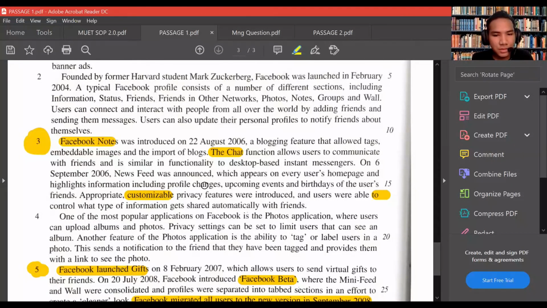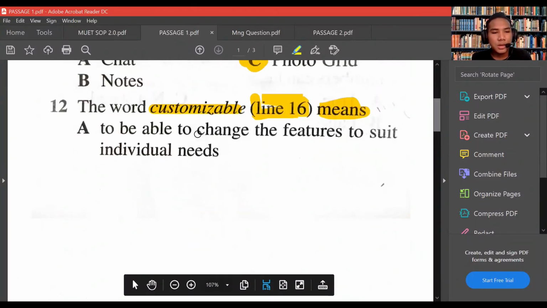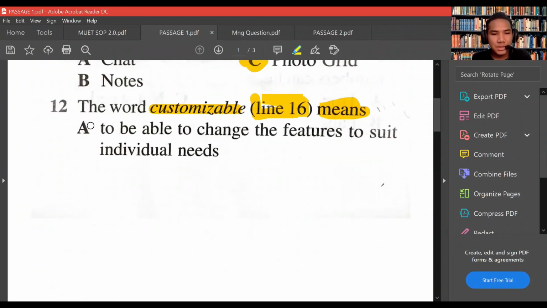And also we can see from the previous sentence that the user's homepage highlights information including profile changes, upcoming events and birthdays of the user's friends. We can conclude here that the word customizable is actually to be able to change the features to suit individual needs. As we can relate it with our general knowledge, customizable means we can change according to our needs or our preference. So I think that answer A is the most accurate answer for this particular question.